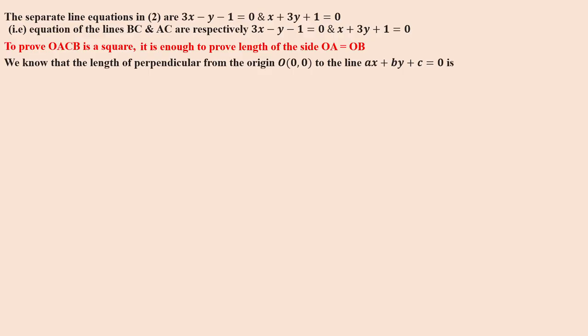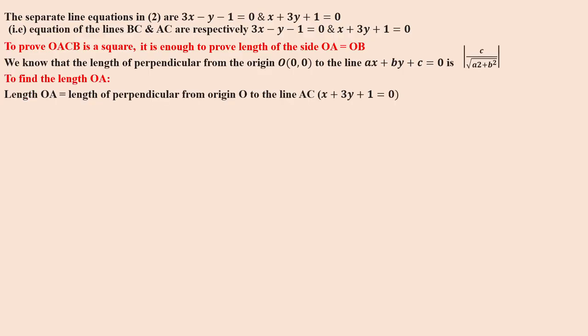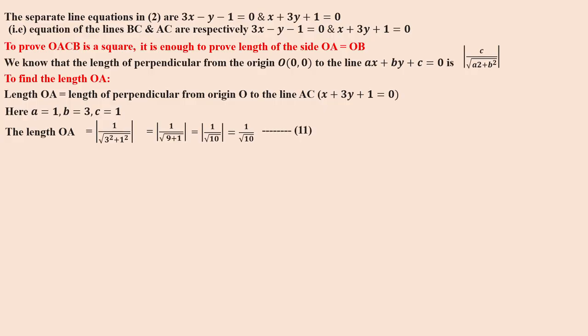We know that the length of the perpendicular from the origin 0, 0 to the line ax plus by plus c equal to 0 is modulus c by root of a square plus b square. To find the length OA, it is equal to the length of the perpendicular from the origin O to the line AC, x plus 3y plus 1 equal to 0. So here a is equal to 1, b is equal to 3, c is equal to 1. So the length of OA is equal to 1 by root of 3 square plus 1 square. So you will get 1 by root 10. That is equation number 11.